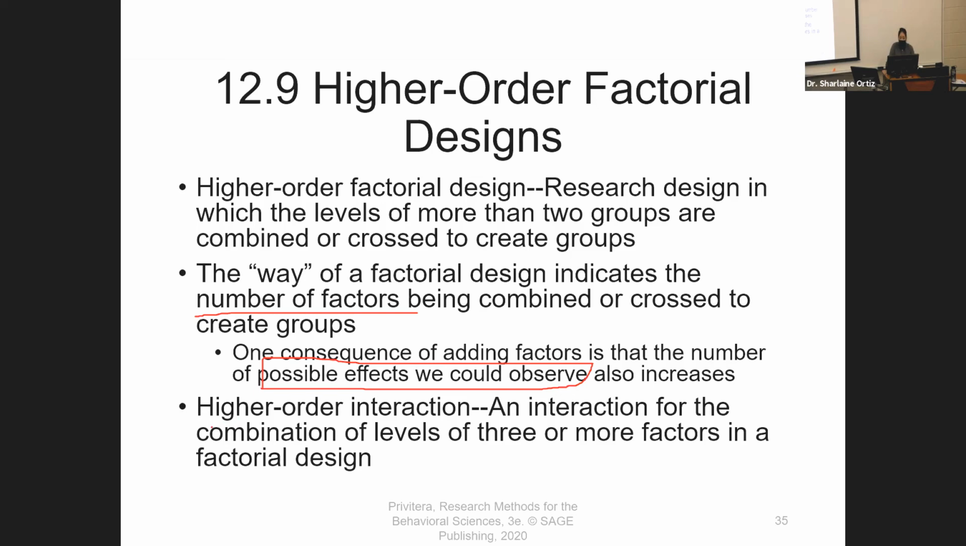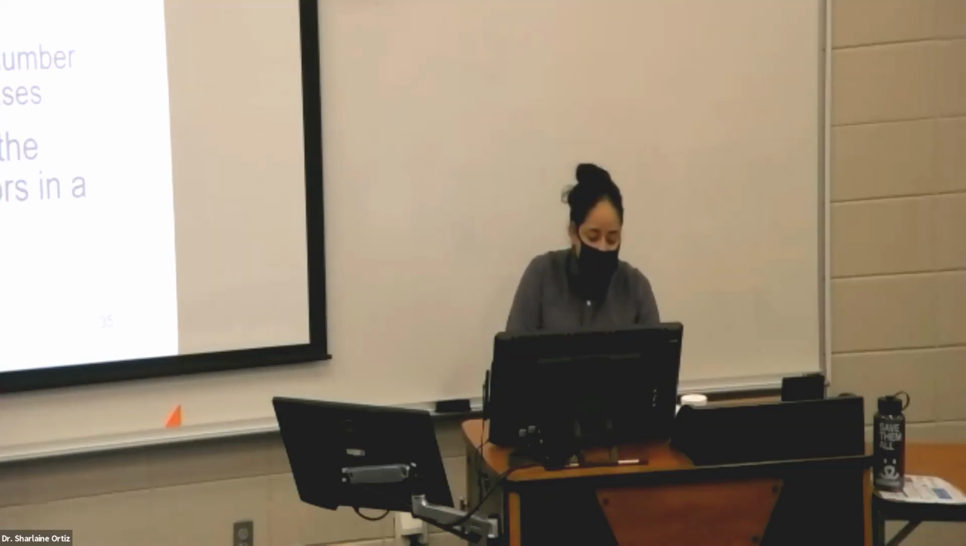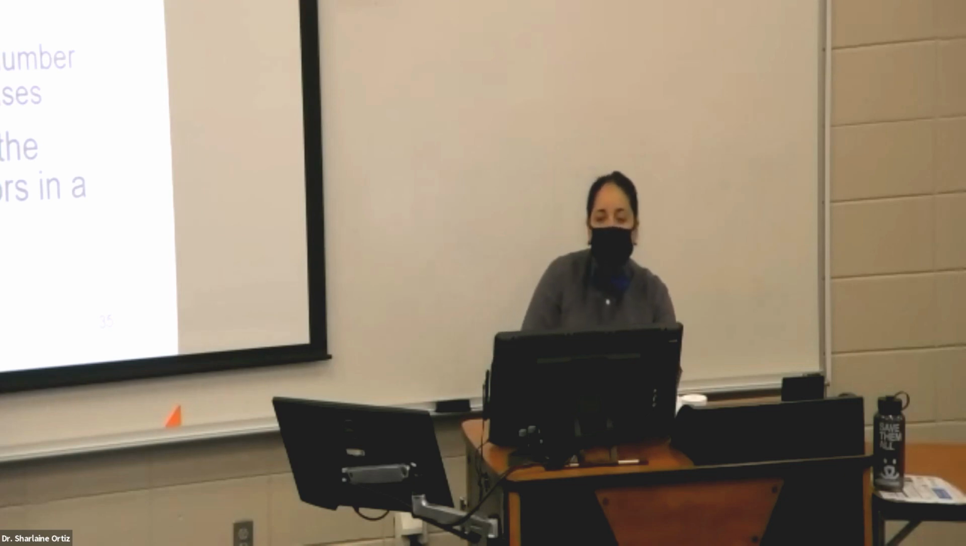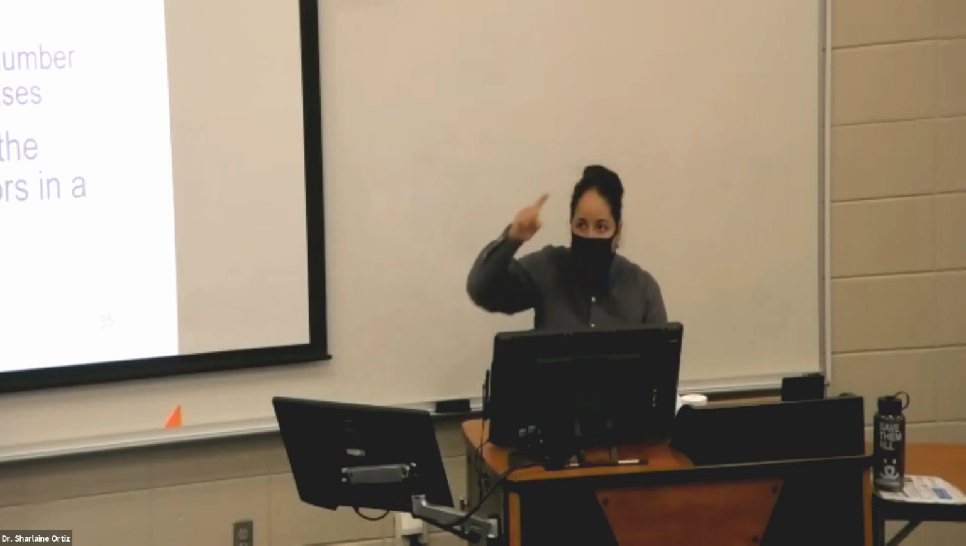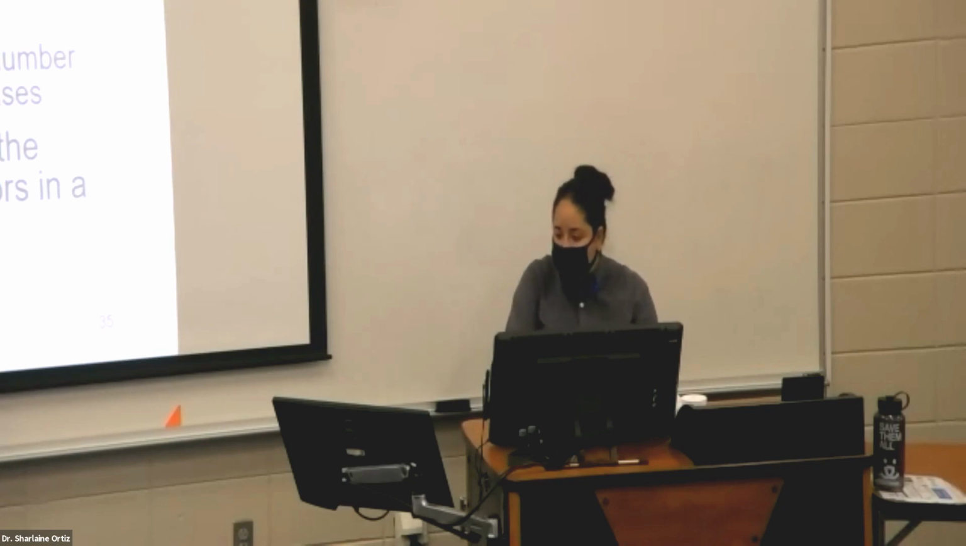Notice that by the same token, you will have a higher order interaction. Because now you're not simply observing factor A and factor B, now you are observing multiple, so for instance, 3 or more factors in that factorial design. Very similarly, the number of possible interactions is also going to increase. So now you have the opportunity to observe more of that crossing, more of those interactions.